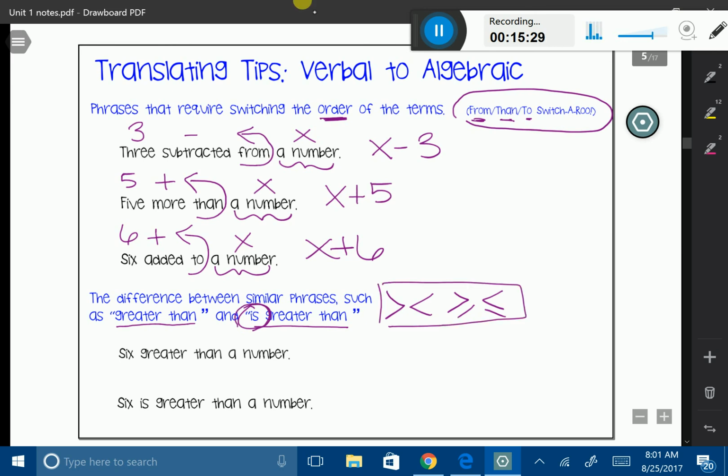So 6 greater than a number. You'll notice there's no "is." So we're going to translate it just like we normally would. We have a little switcheroo word in there. So I'm going to say x plus 6. But then the second one, 6 is greater than. So 6, this right here, that means inequality. So this "greater than" is now going to be a greater than symbol. No switcheroo in this one. That's where it kind of gets confusing. So it's going to be 6 is greater than a number. All right. Now the tricky part is over.